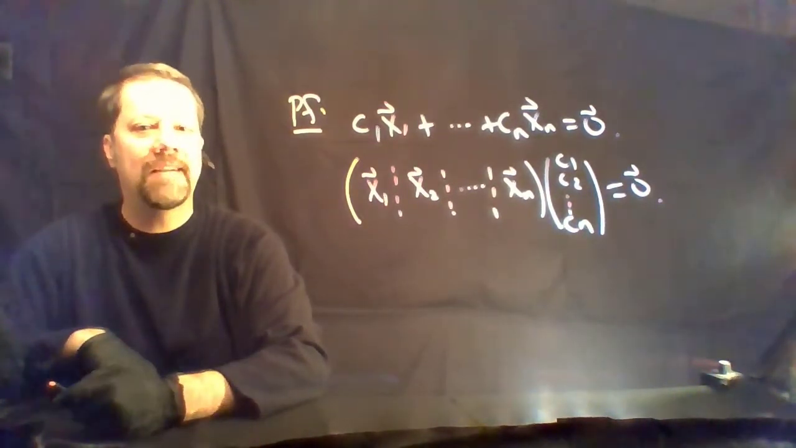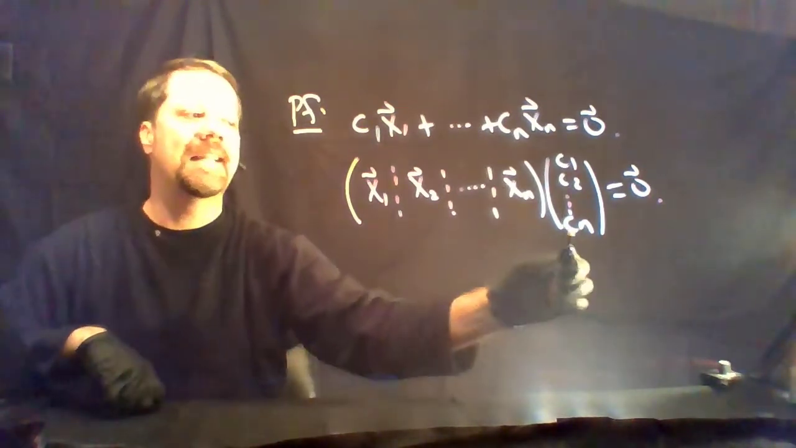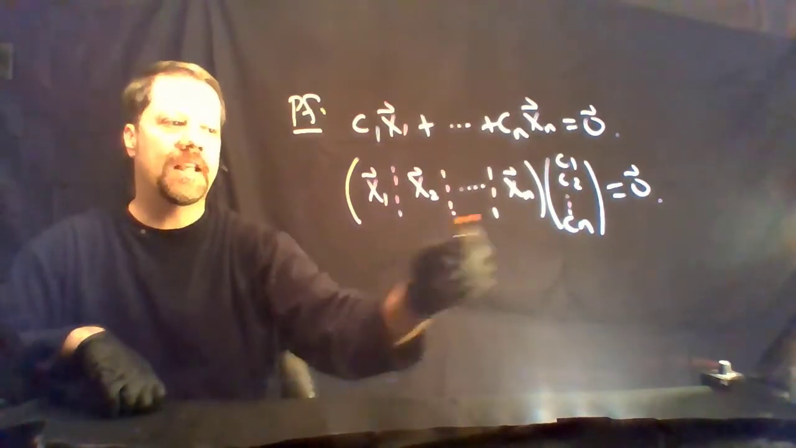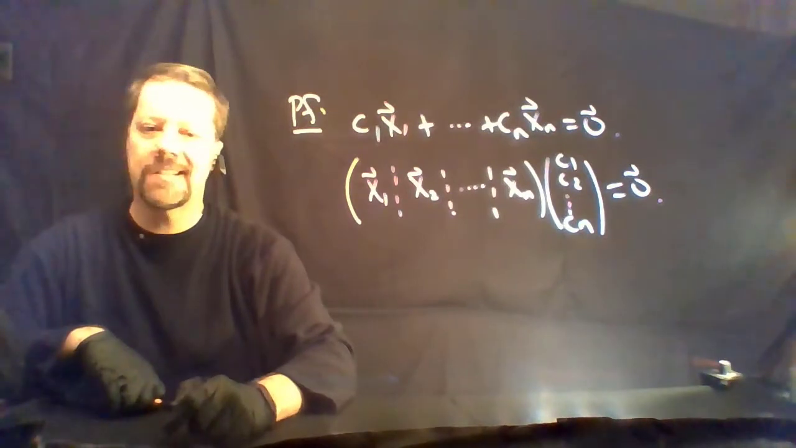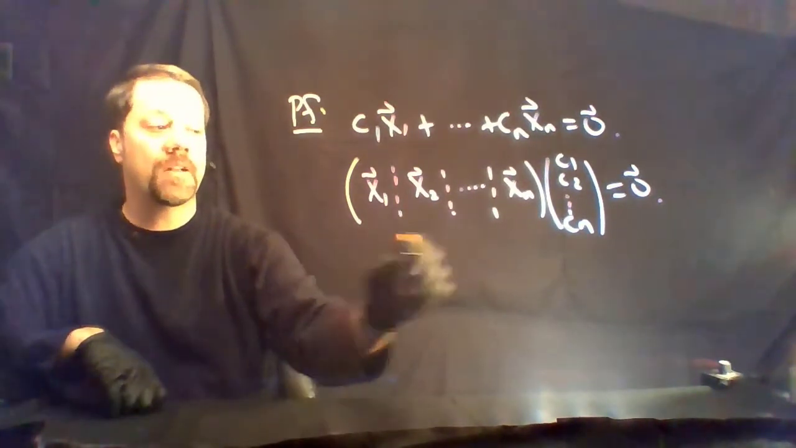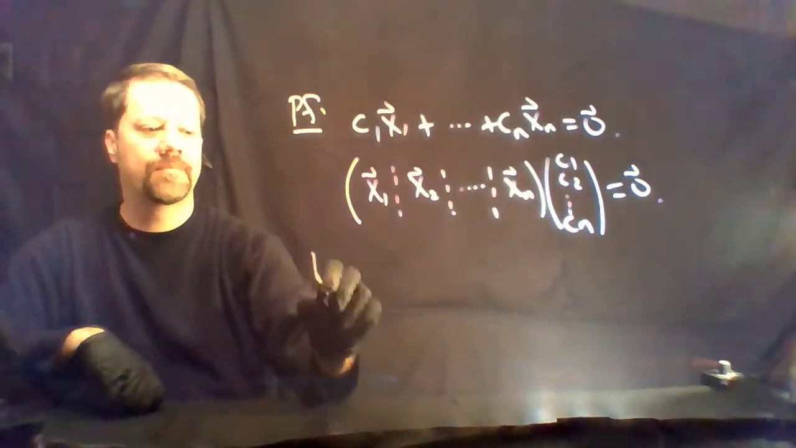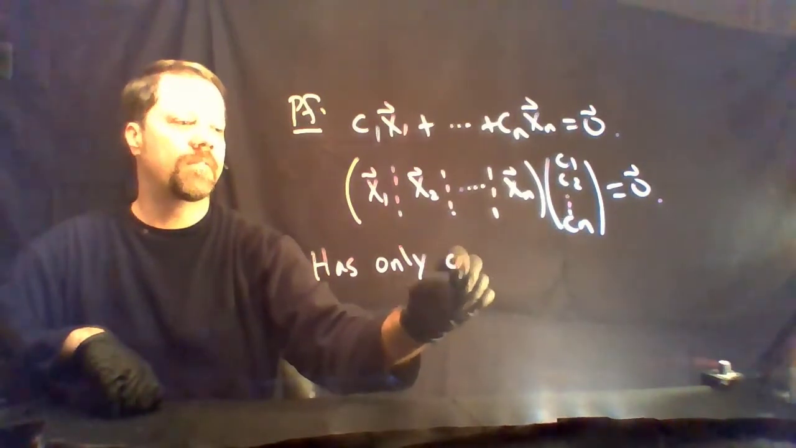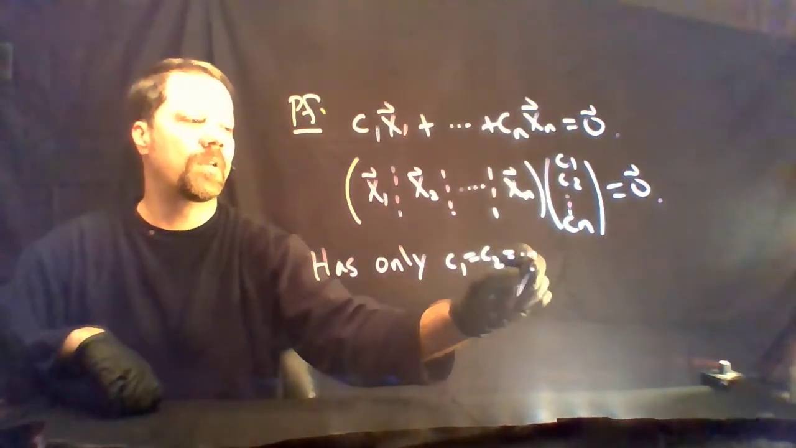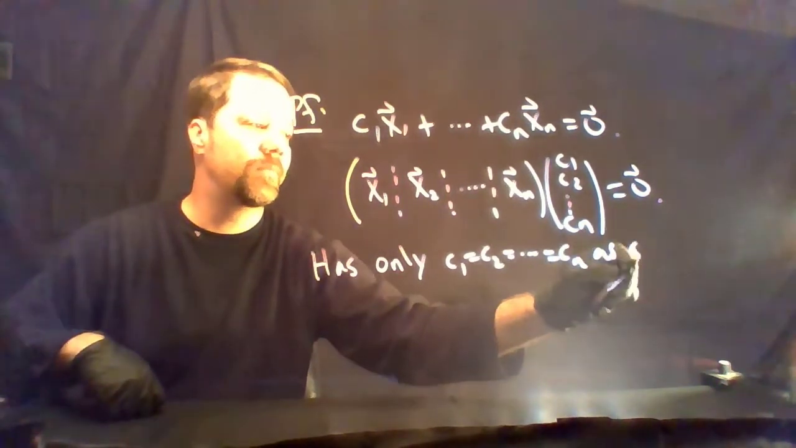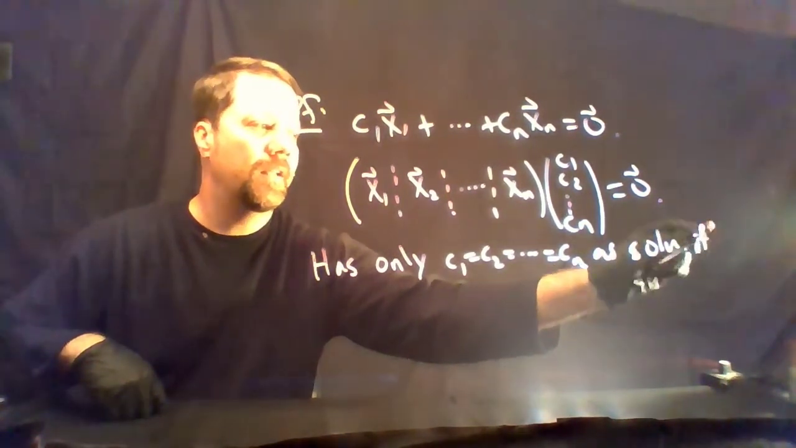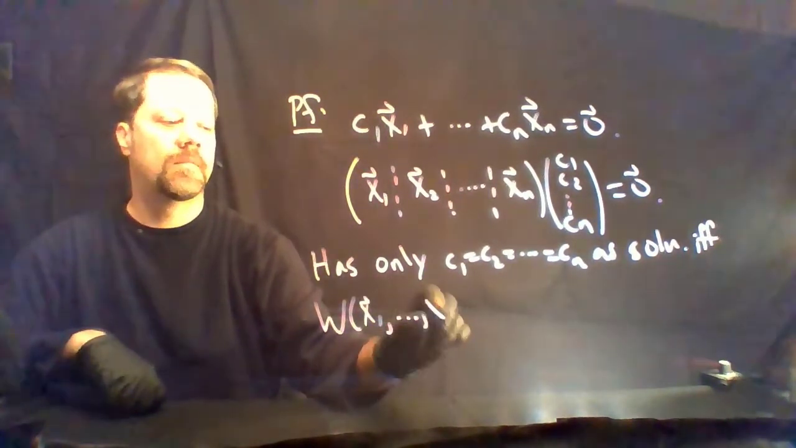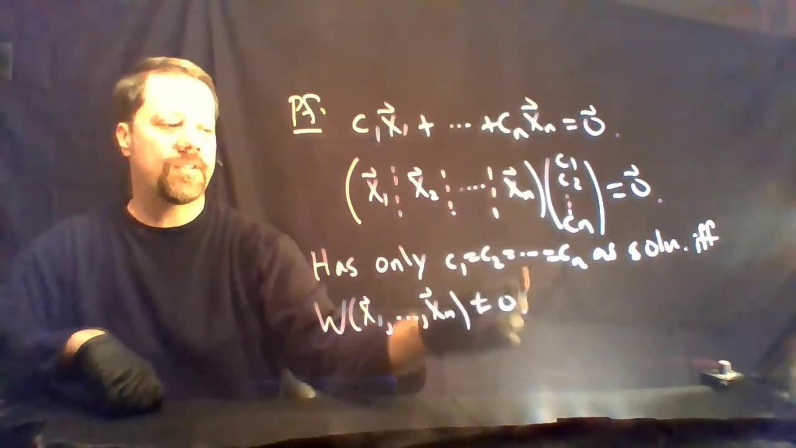By a theorem from linear algebra, this homogeneous linear system has a unique solution, the zero vector, if and only if the determinant of the coefficient matrix is not zero. But the determinant of the coefficient matrix is the Wronskian. So this has only the solution C1 equals C2 equals Cn equals zero if and only if the determinant of the coefficient matrix, i.e. the Wronskian, is not zero.